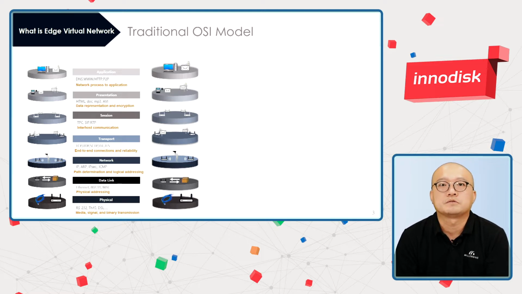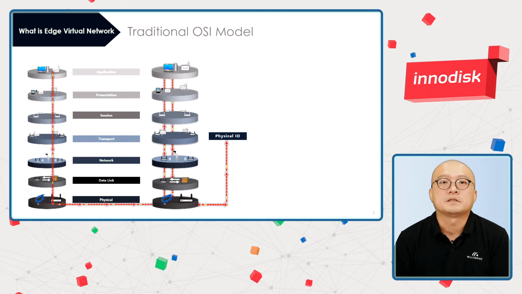Under this traditional structure, latency happens when data goes through all layers. The data goes from the application layer to presentation, all the way down to the physical layer. The physical layer connects to the device, and data goes from bottom to top, and then connects to physical input and output, for example, USB and HDMI.